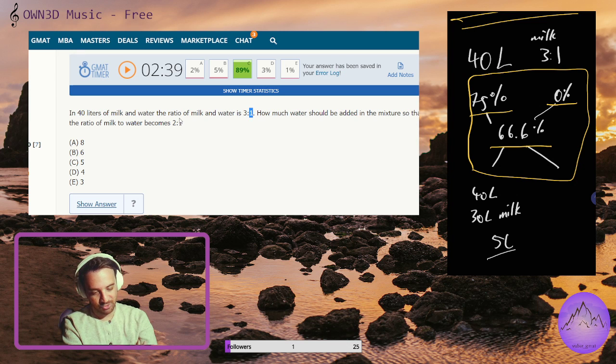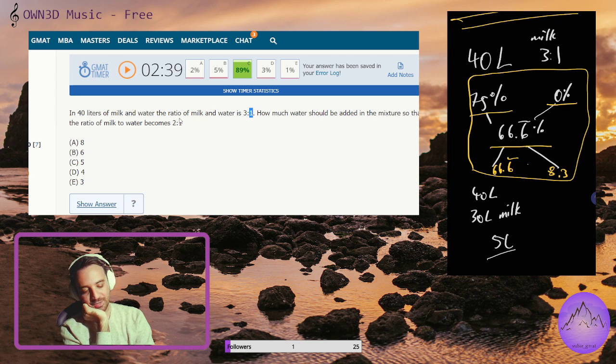Now with allegation, you do this cross-subtraction, where what I had before was about 8.3. 75 minus 66.6 is about 8.3. 66 minus 0 is 66, and it's technically 0.6 recurring. Actually, I should put that above, sorry. It's like that. Anyway, basically, with allegation, what that means is this is now the ratio of milk to water in the result.